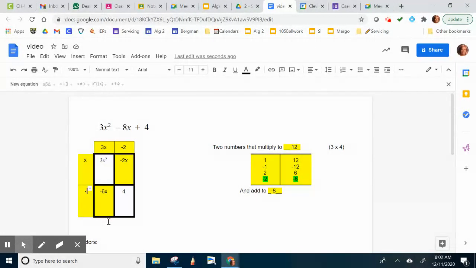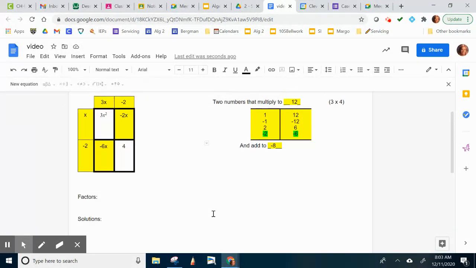I have just used the box to find my factors. They're the yellow outside boxes. So if I come down here, I'm going to write them out as factors. So I would have 3x minus 2. Let's put some spaces in there so it's a little easier to read. And I have x minus 2. These are coming from the side. It doesn't matter what order you put them in. So those are my factors.